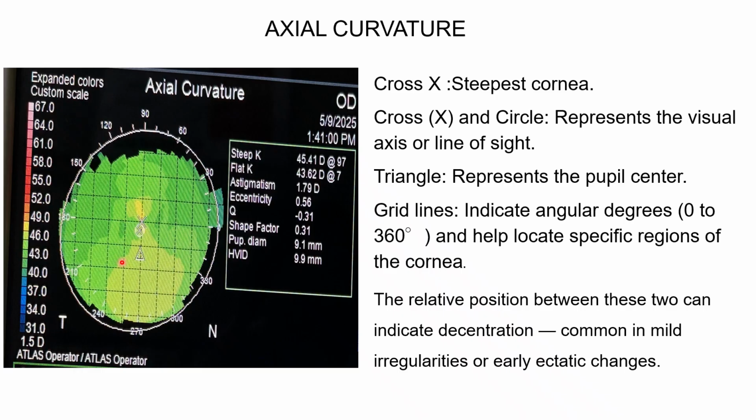In this, we see that there are grid lines. These grid lines indicate the angular degrees, that is 0 to 360 degrees, and they also help to locate specific regions of the cornea. As we have already seen, the relative position between these two points, this triangle and this cross with the circle, indicates the centration, and there can be decentration, which is common in mild irregularities or early ectatic changes.